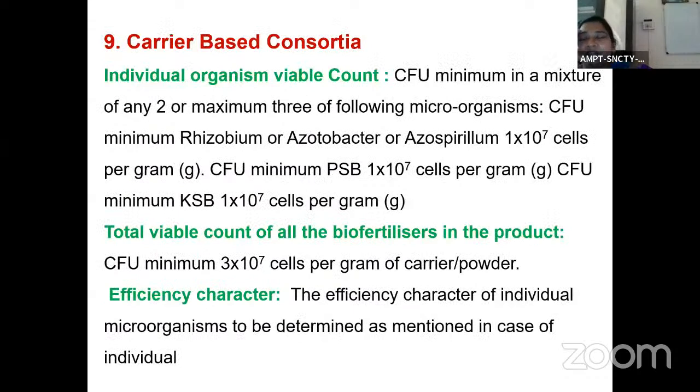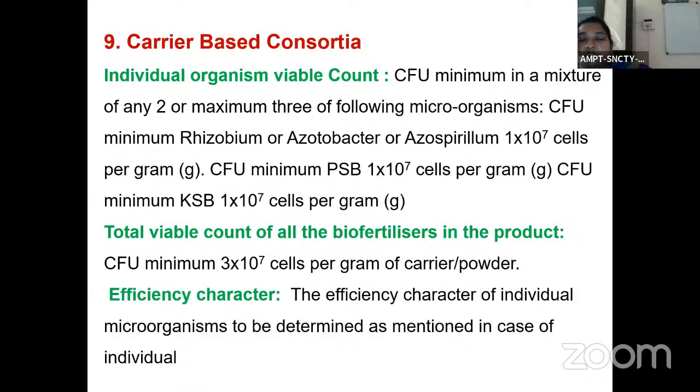Then nowadays we are popularizing the consortium. A consortium is nothing but a mixture of cultures. It may contain two or more than two cultures. When we are producing the consortium, the individual organisms' viable count should be at a minimum, and a maximum of three of the following microorganisms should be there.